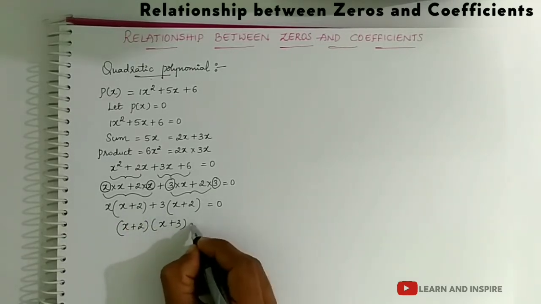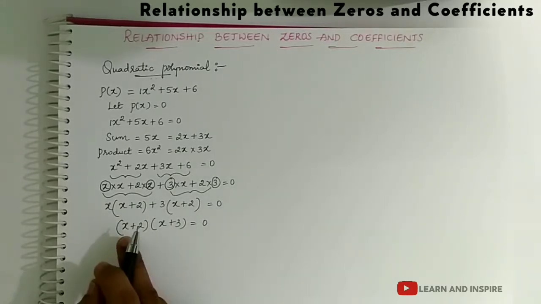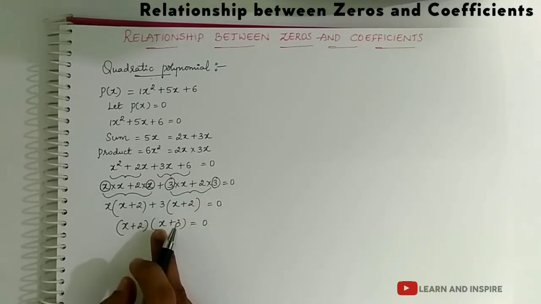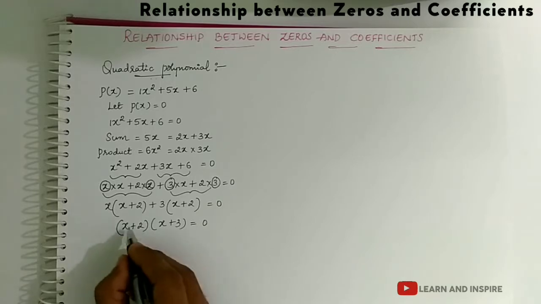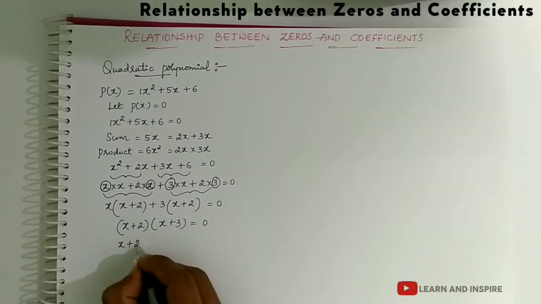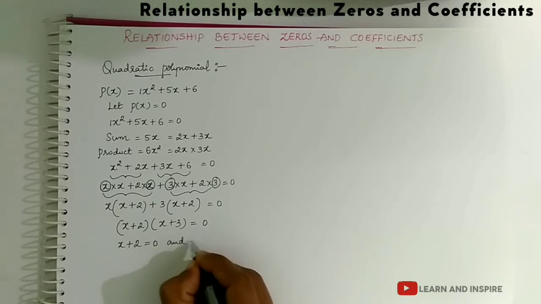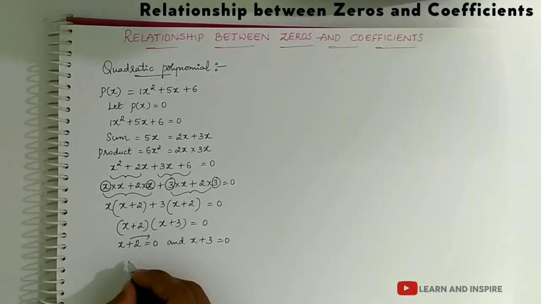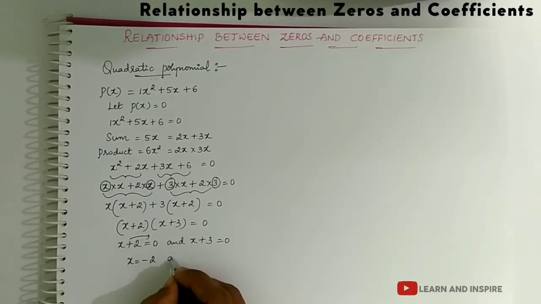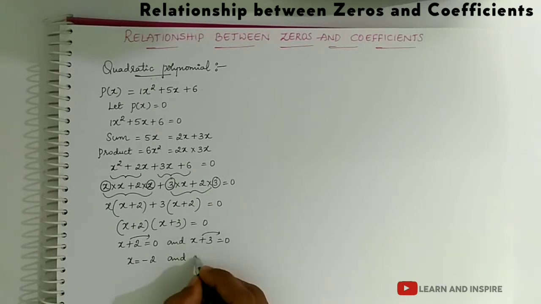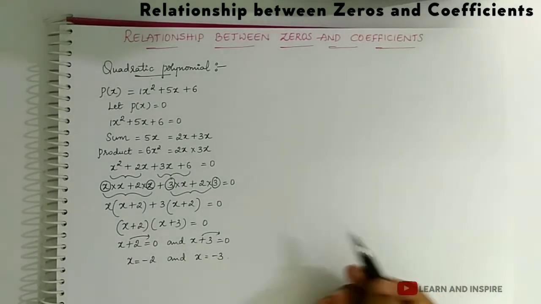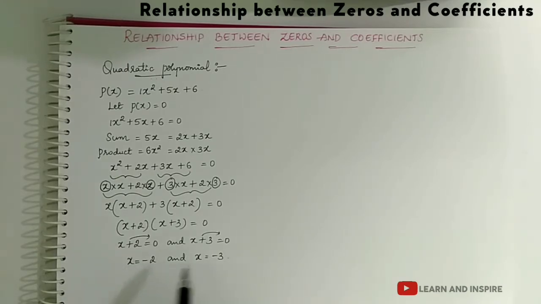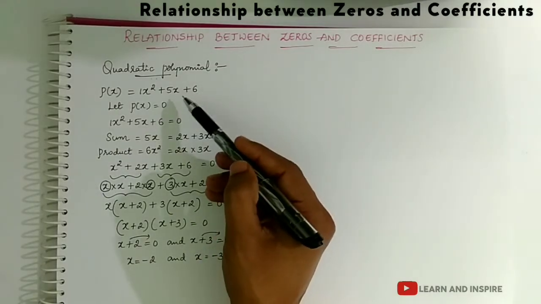x plus 3 equals 0. Now I find the values of x by taking the first term x plus 2 equal to 0 and the second one x plus 3 equal to 0. If I transpose plus 2, it becomes x is equal to minus 2, and if I transpose plus 3, it becomes x is equal to minus 3. So you can see the values are x equal to minus 2 and x equal to minus 3. These are the two zeros of the given polynomial p of x.